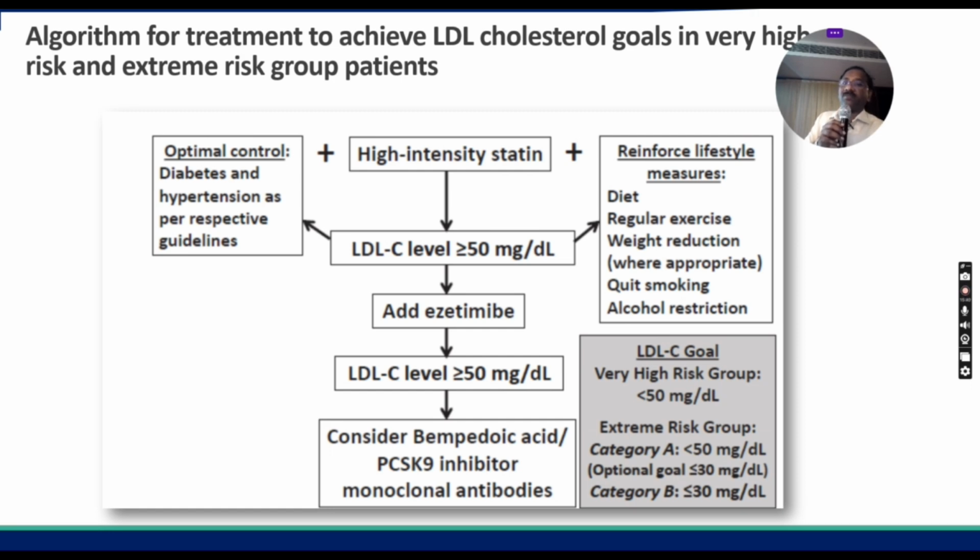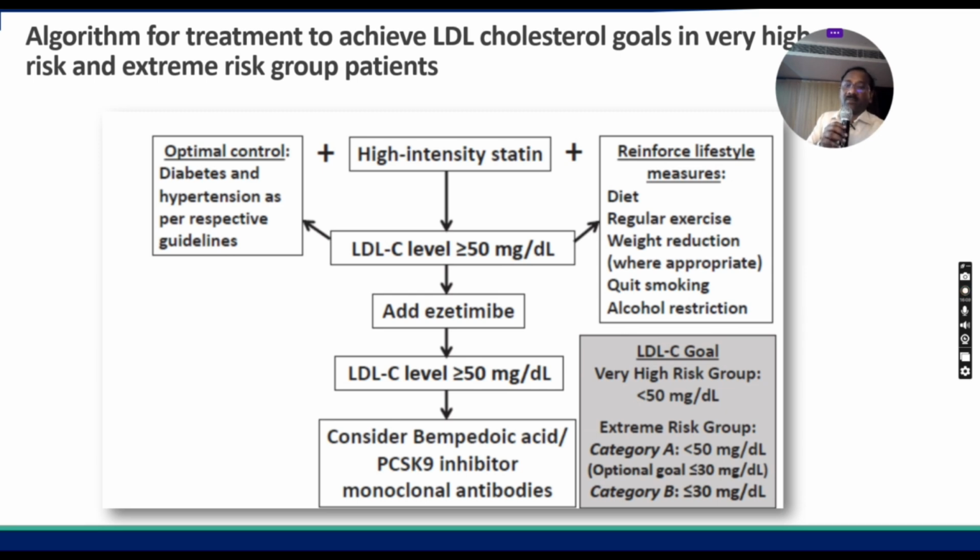And if you don't get this with a high intensity statin, meaning rosuvastatin 20 to 40 milligrams and atorvastatin 40 to 80 milligrams, then you can add ezetimibe, which inhibits cholesterol absorption from the intestines. It is a weak lipid lowering drug, but it acts better in the presence of statins. If the LDL goal is still more than 50, then you have two options.